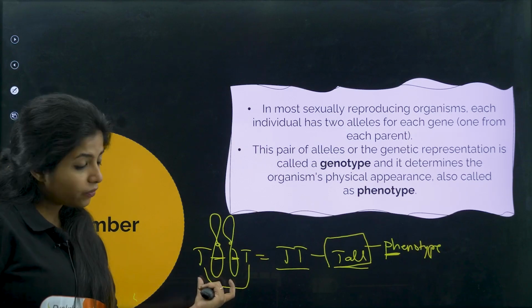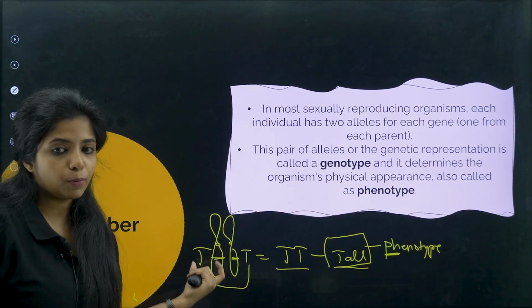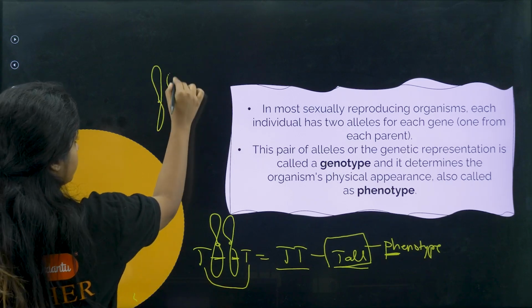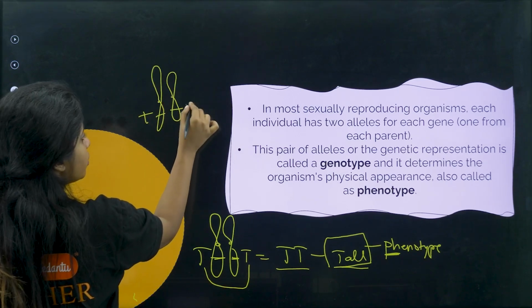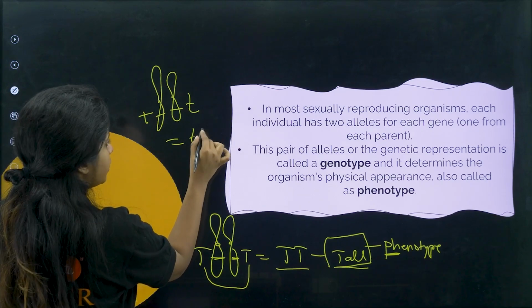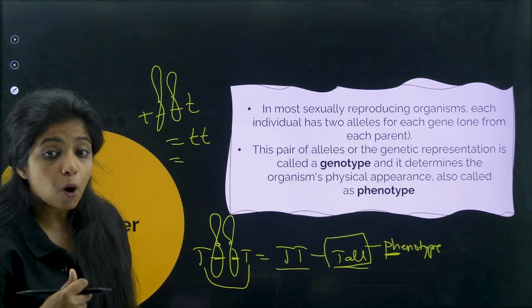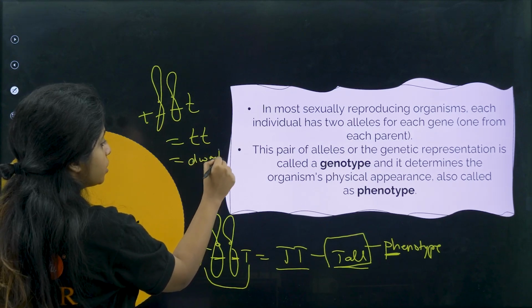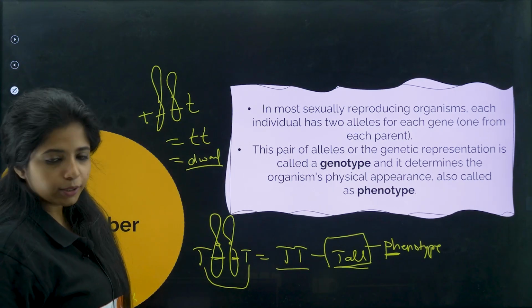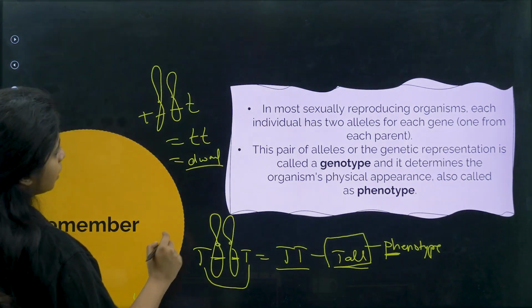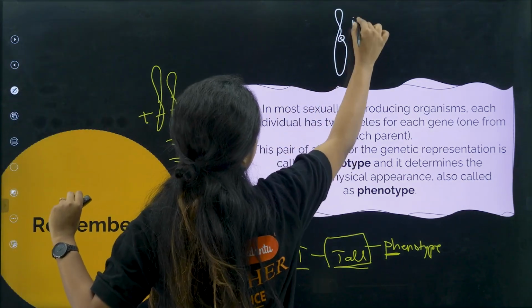So if you're given this and you're asked, what is the phenotype of this particular plant? It will be tall. If the condition was like this, and you are asked, what is the genotype? Genotype means genetic makeup. The genotype is small t, small t. What is the phenotype? How does it appear? It will be dwarf. So this is the phenotype. Get it? Now, tell me, just one more thing. Tell me what will be the genotype of this.